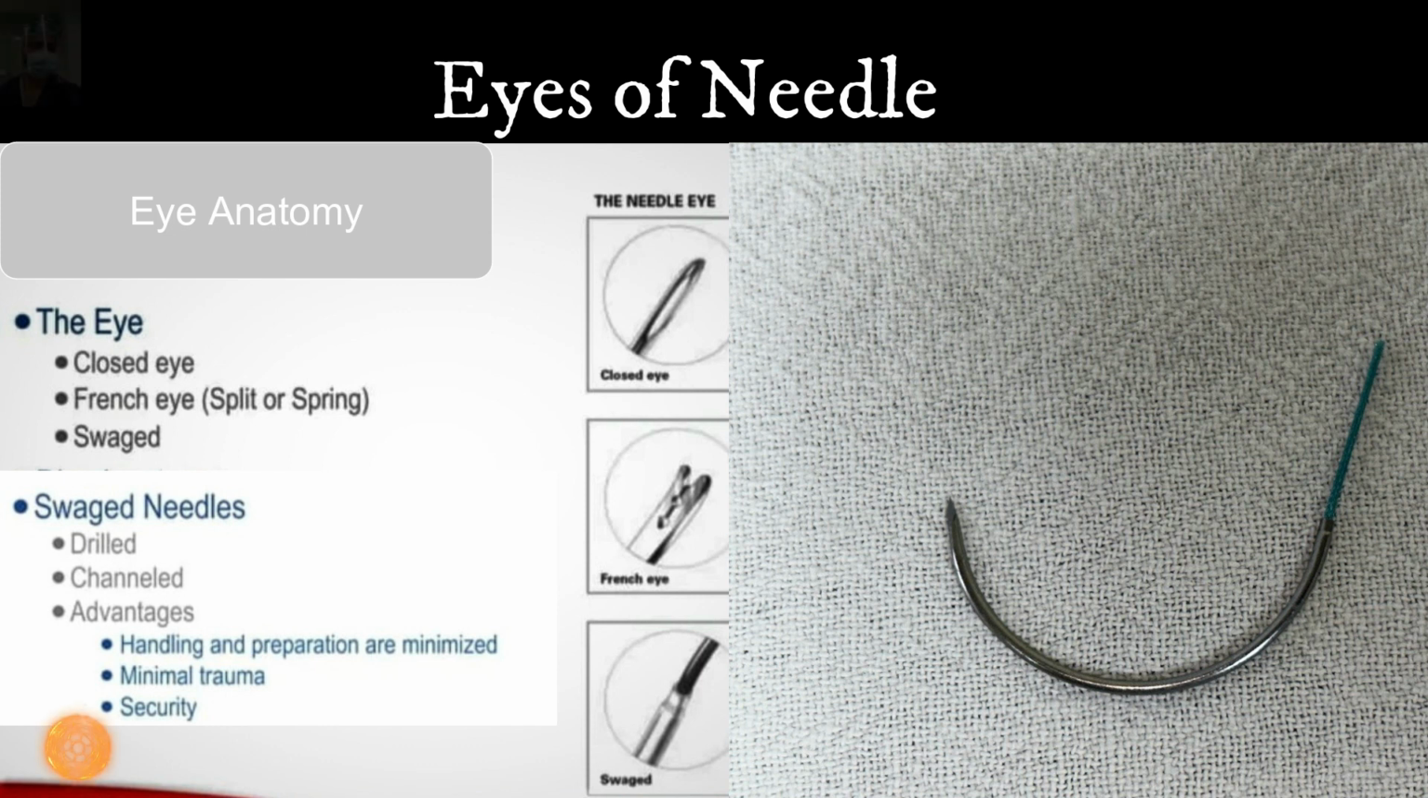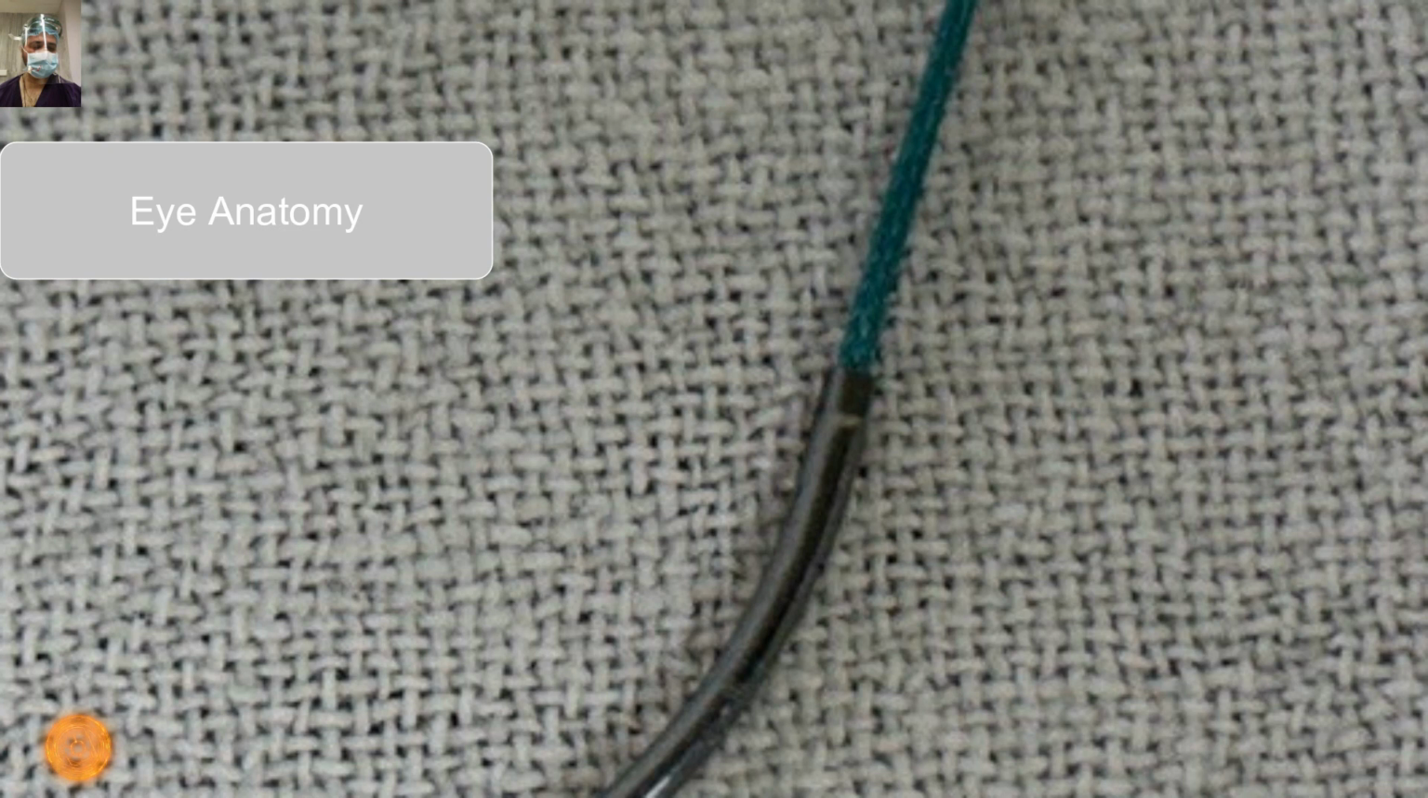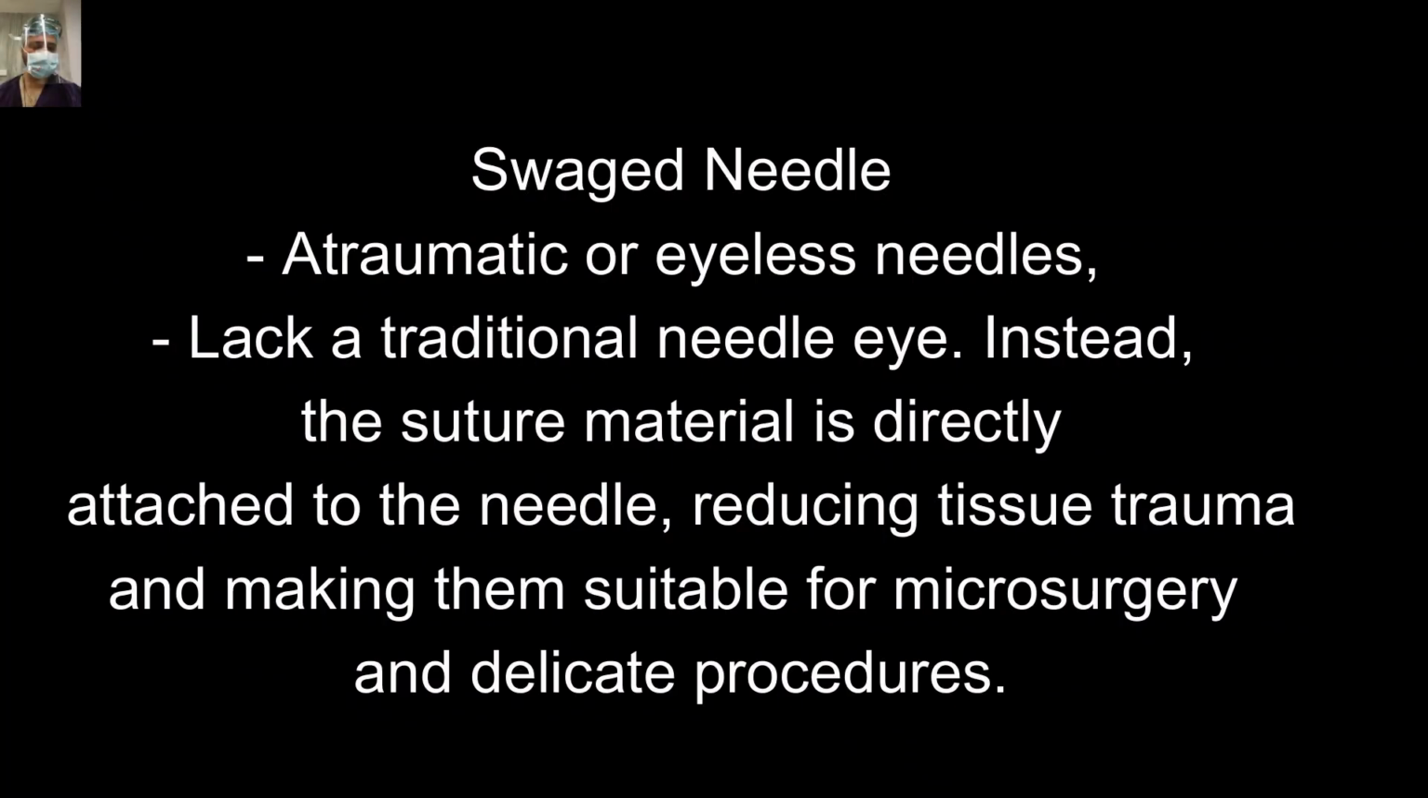Here the thread is swaged inside the shaft of the needle body. It is a close-up view, and here you can see that the swaged end is basically narrower as compared to the body of the needle. That is the whole purpose. If we use an open eye, then this thread end will be broader, and it will cause more tissue trauma. So we want to keep the eye end as narrow as possible.